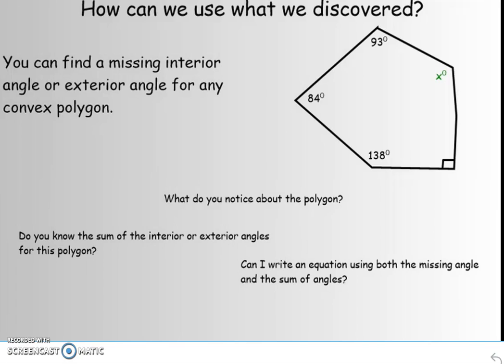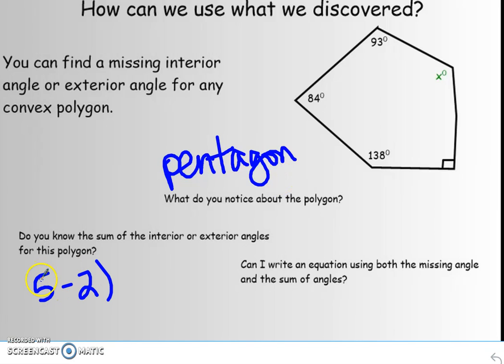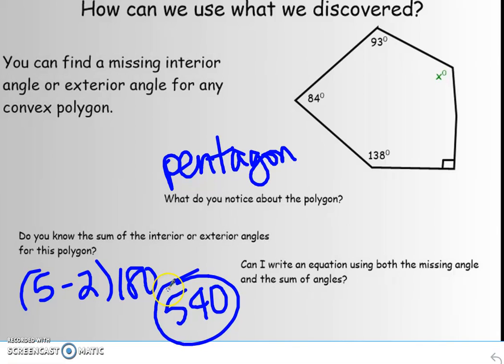So the question is, what is the purpose of this? What is the point? How can we use this information? Well, if I want to find any missing interior angle, I need to know how many degrees there's going to be. So this is a pentagon. To find out how much there is, I would have to take 5 minus 2 times 180, or 3 times 180 to equal 540. So I know total I need 540.